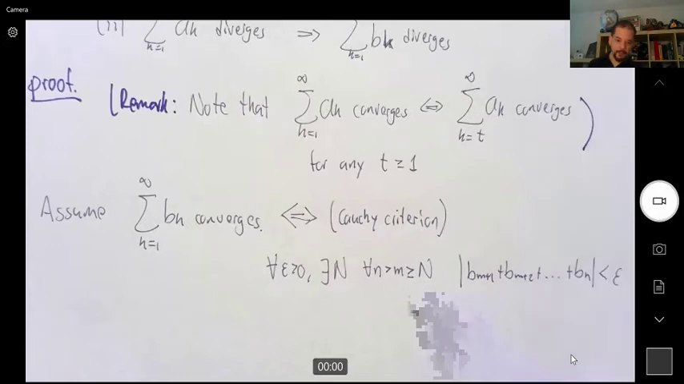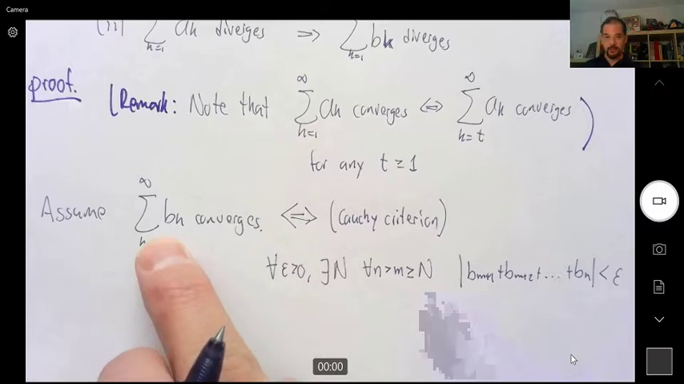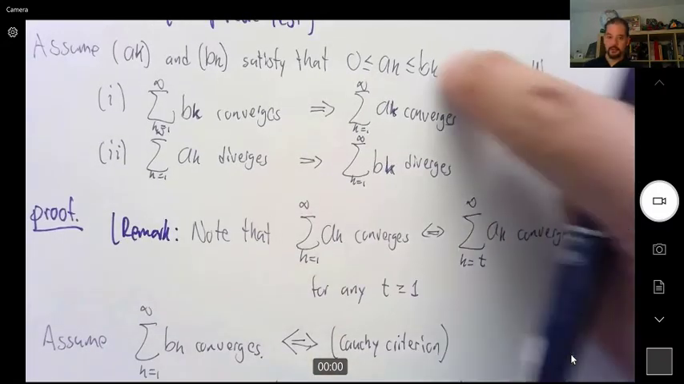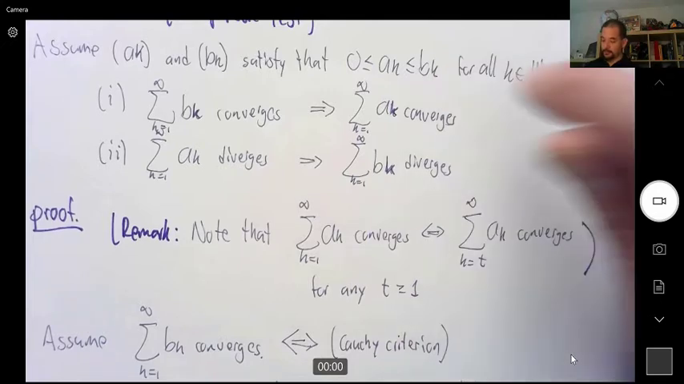All right? Okay. But see how easy the proof becomes. So what is it that we want to show? We want to show that the series of the A's is convergent, right? So we have to use this inequality at some point, right? And the fact that the terms are positive.